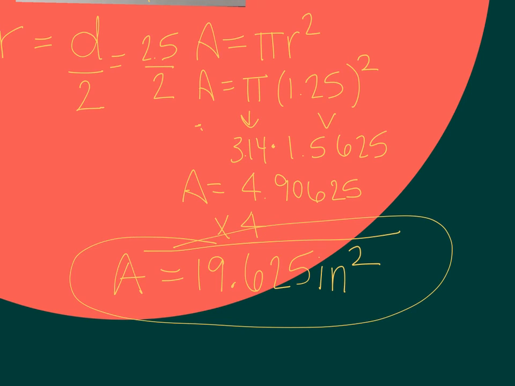Okay? Hopefully we see the connection between finding the diameter and the radius. And we see that we plug in and solve the radius to the second power first, then multiply by pi to get our area. Last thing I want to look at is the connection between the circumference and the diameter.